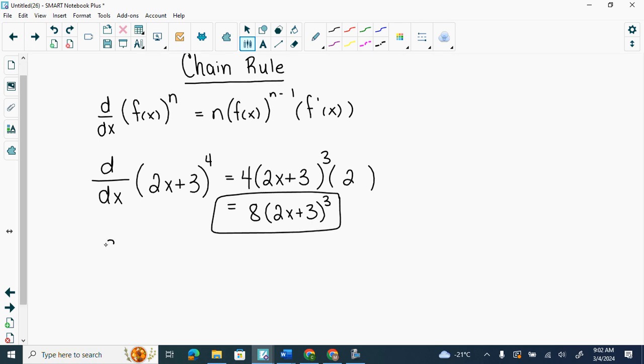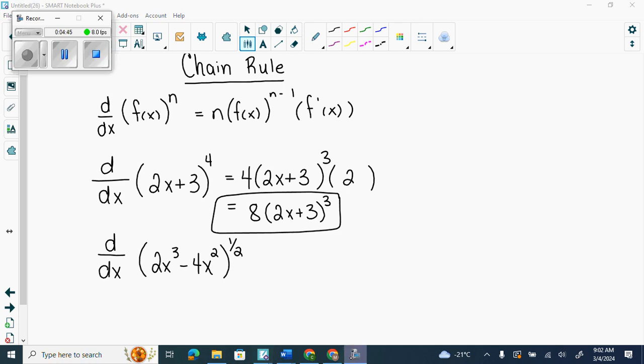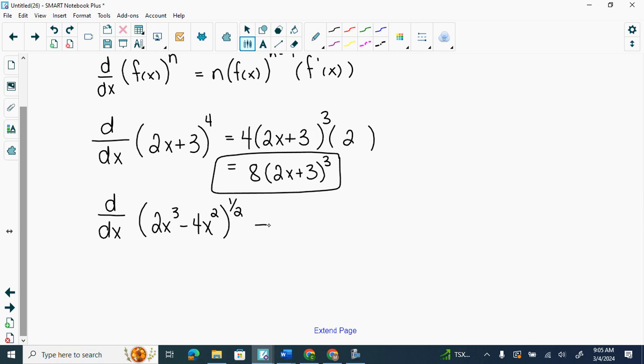Okay. d over dx of 2x cubed minus 4x squared to the half, which is the same as saying the square root of all of that, right? Try it out. So we work our way from the outside in, so we're going to get 1/2. Rewrite it. 2x cubed minus 4x squared. Do you see how the derivative always contains the bracket?